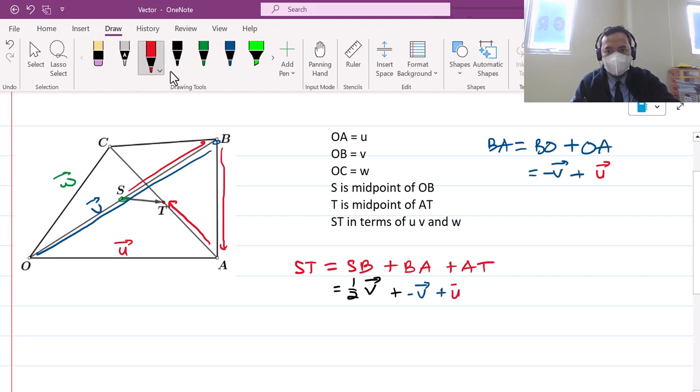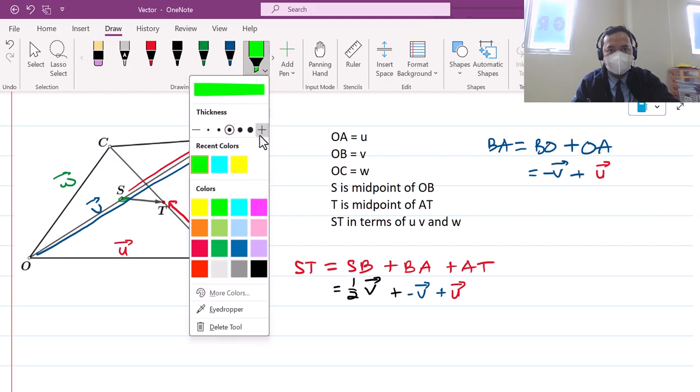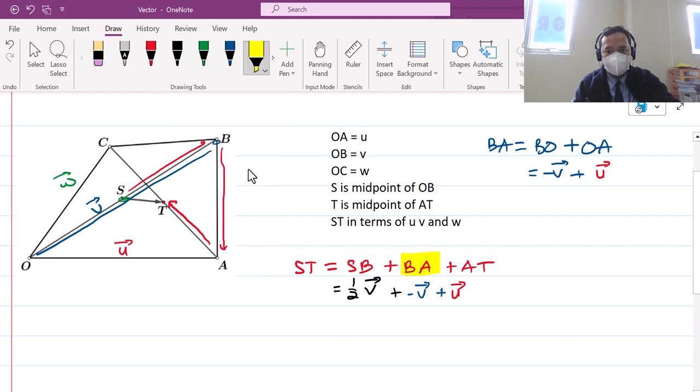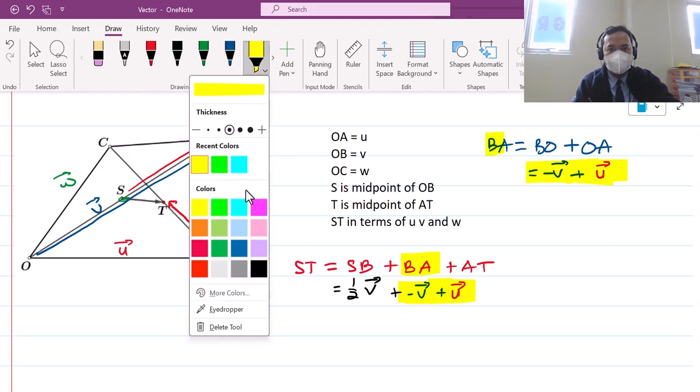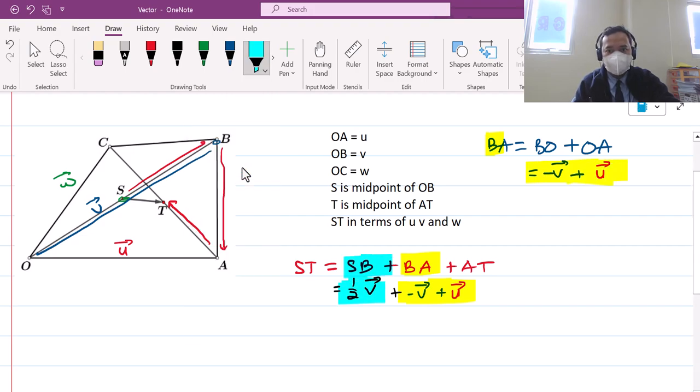Okay, so that's the whole thing. I'm going to put some highlight here so you can see what would happen. This one is equal to this one here, right? BA is equal to this one, right? And the SB, this guy here, is equal to this. Okay, now that leaves us with the last part, which is AT.